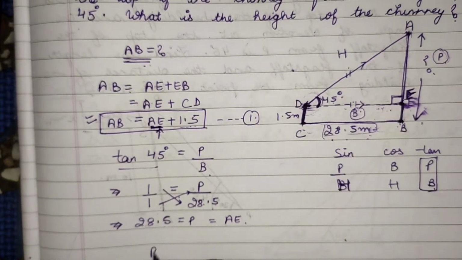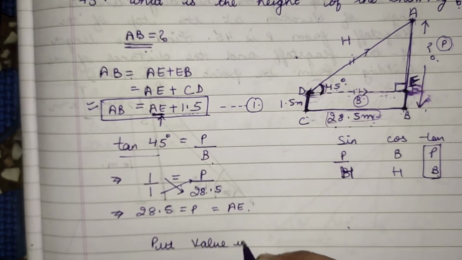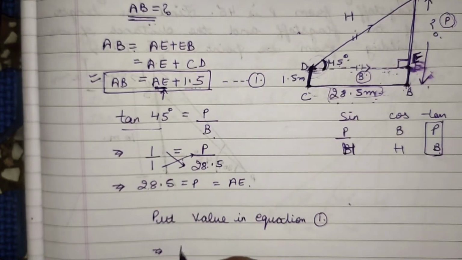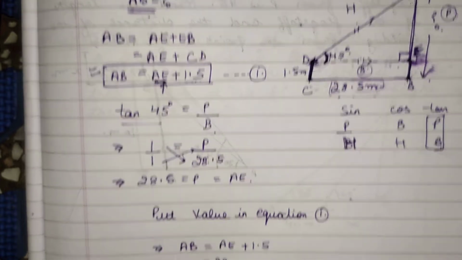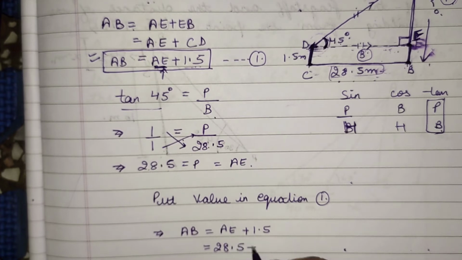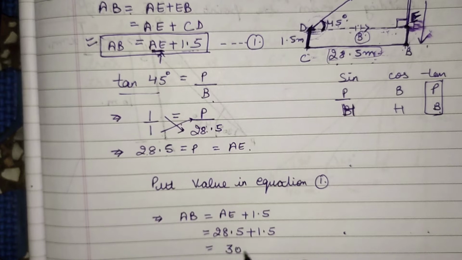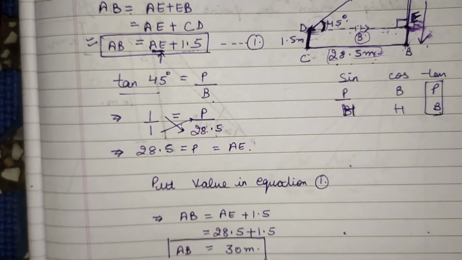Okay. So this I have done. Now put the value in equation number 1. If I put the value in equation number 1, what I will get? I will get AB is equal to AE plus 1.5, and AE is my 28.5 plus 1.5, which will give me 30 meter. So AB will be equal to 30 meters.